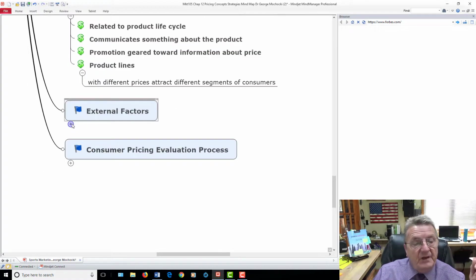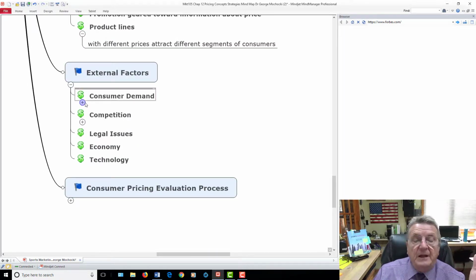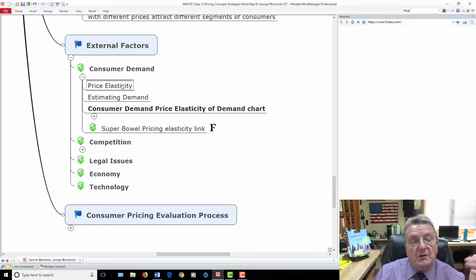Okay, now external factors. Again, we're going to talk about consumer demand. What are consumers willing to pay? We're going to talk about elasticity, estimates. We discussed all that.